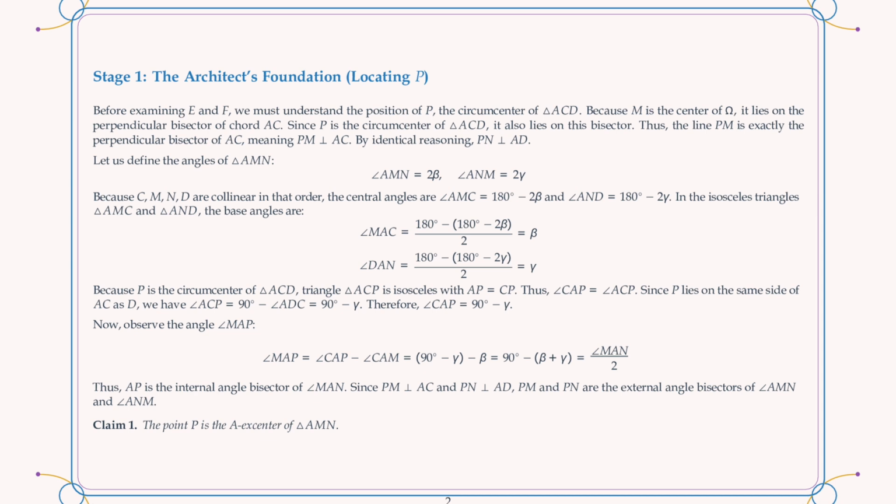Now, observe the angle MAP. Angle MAP equals angle CAP minus angle CAM, which is 90 degrees minus gamma minus beta, equaling 90 degrees minus beta plus gamma, which simplifies to angle MAN divided by 2. Thus, AP is the internal angle bisector of angle MAN. Since PM is perpendicular to AC and PN is perpendicular to AD, PM and PN are the external angle bisectors of angles AMN and ANM. Therefore, we claim that the point P is the excenter of triangle AMN.